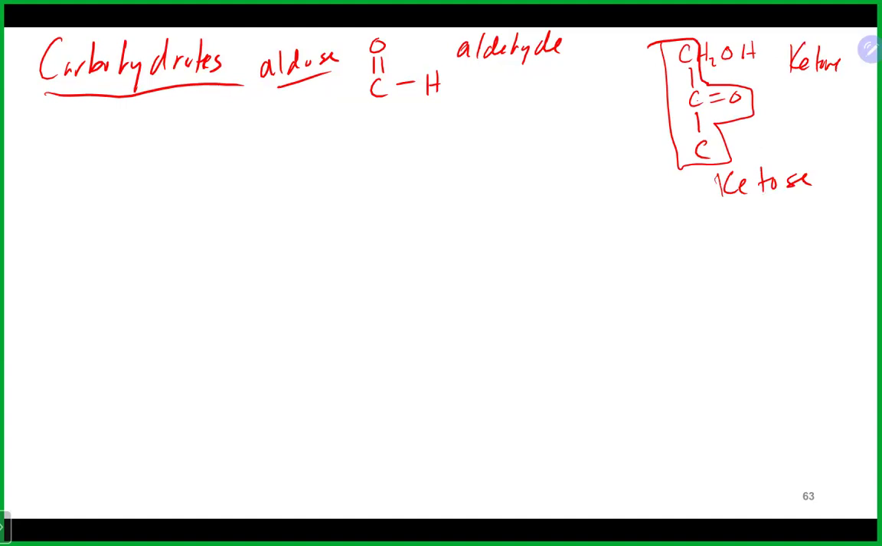We could also count up the carbons and classify it based on the number of carbons there is. Pentose for 5, hexose for 6, triose for 3.